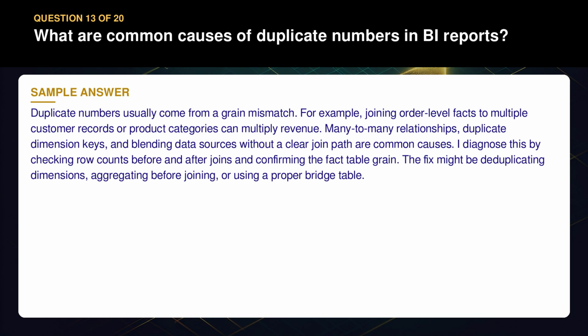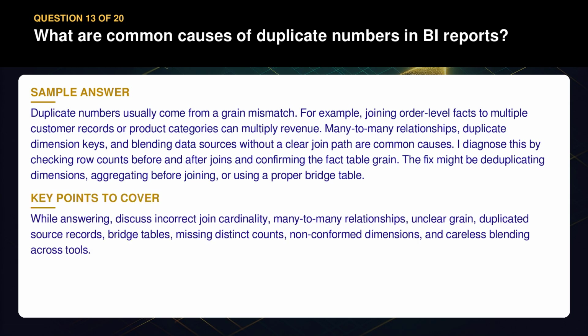Duplicate numbers usually come from a grain mismatch. For example, joining order-level facts to multiple customer records or product categories can multiply revenue. Many-to-many relationships, duplicate dimension keys, and blending data sources without a clear join path are common causes. I diagnose this by checking row counts before and after joins and confirming the fact table grain. The fix might be deduplicating dimensions, aggregating before joining, or using a proper bridge table.